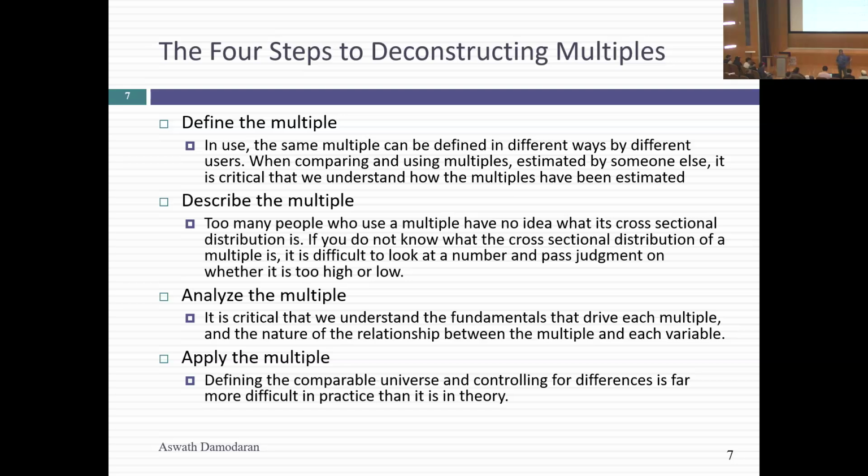What does that mean? If someone asks me, what's a high PE ratio? Why would I make up a number? I'm going to give you the entire distribution. You can decide for yourself. So define, describe. The third step, I'm going to take the multiple apart. And for the moment, trust me on this one, I'm going to go back to a DCF model. And with each multiple, I'm going to tell you, these are the variables that drive this multiple. And only then am I going to apply the multiple.